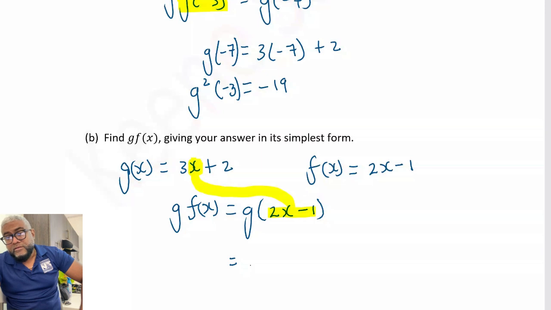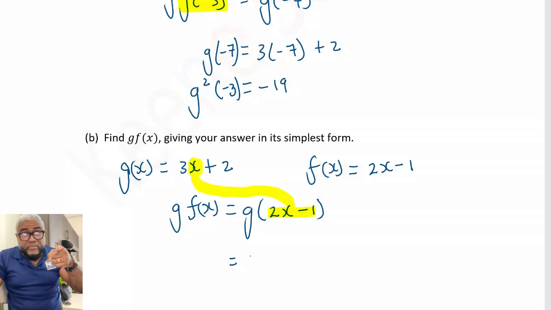2x minus 1. Right. You see, I put g of f of x is equal to g of 2x minus 1 because f of x is equal to 2x minus 1, right? And I put a yellow highlight to track where I want the 2x minus 1 to take the place of. You all see that yellow highlight? I don't know how easier to put that. So I'm going to replace that x with 2x minus 1.